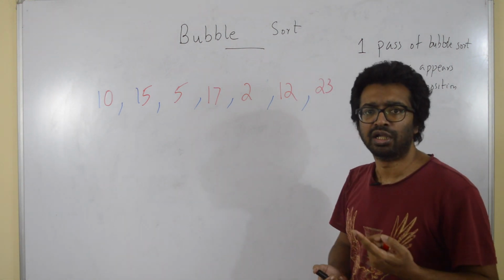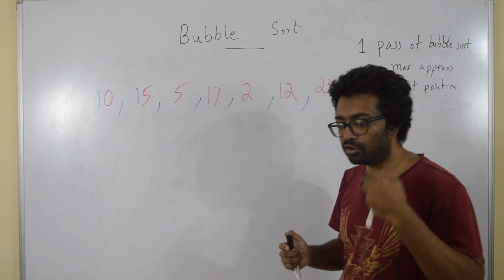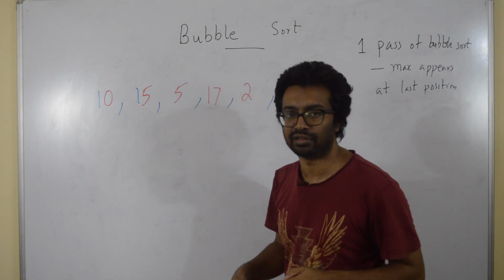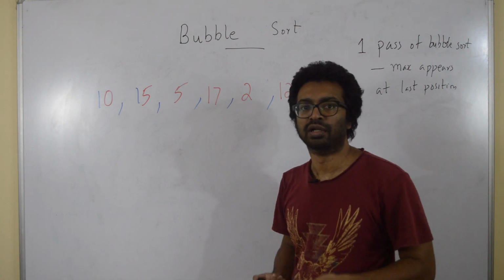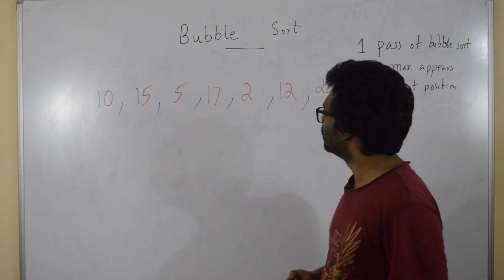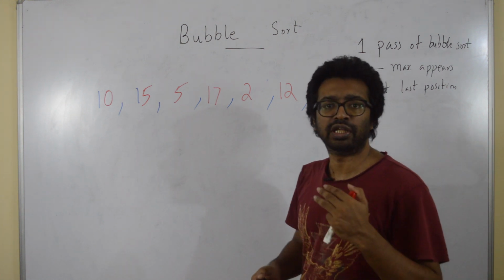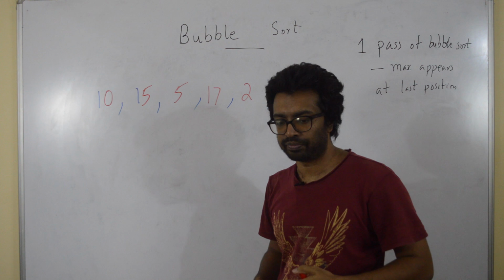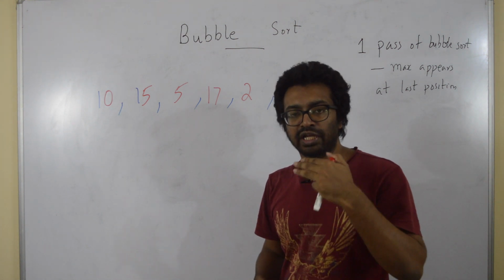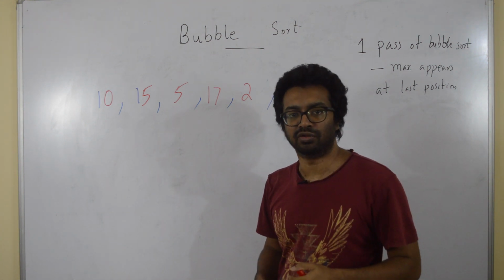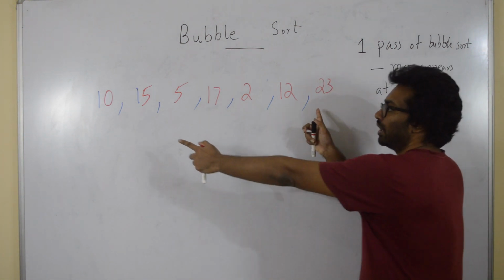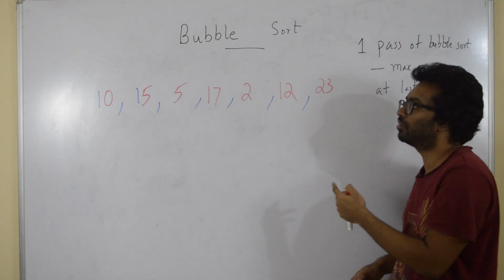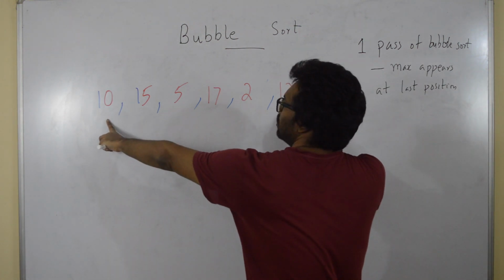So I'm going to repeat the same bubble sort procedure again and again, until the entire array gets sorted. This is what I'm going to do. So in the next pass of this algorithm, we don't have to go through the entire array because we already know that the last element is the maximum. So we are going to do it only till here.